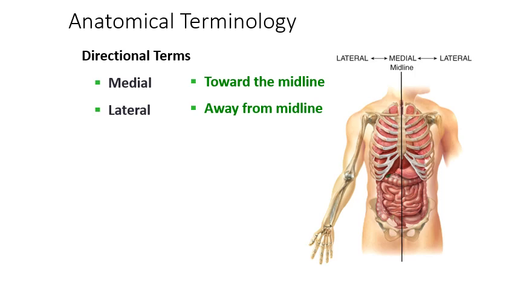Medial and lateral. So medial is referring to closer to the midline. So right here we can see maybe the sternum is medial to the lung. Lateral is closer to the side or to the outside. So these lungs are lateral to the sternum, which is the bone right in the middle here. So medial is toward the midline. Lateral is further away from the midline of the body.